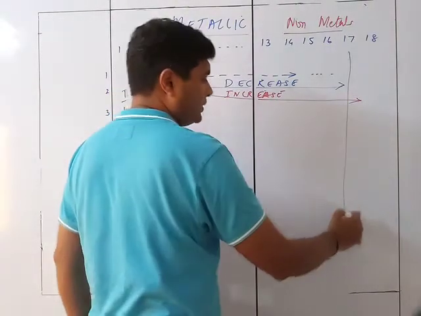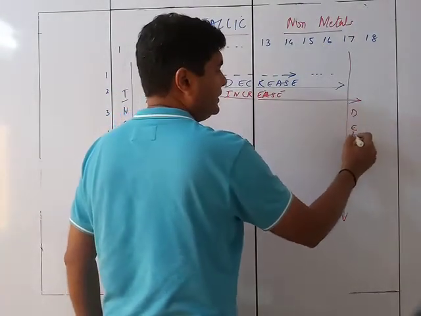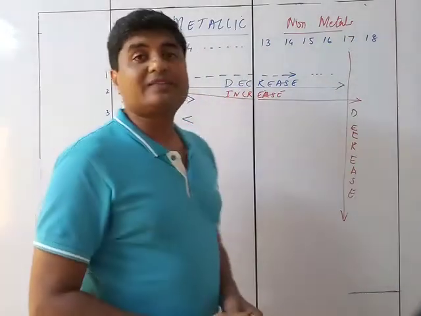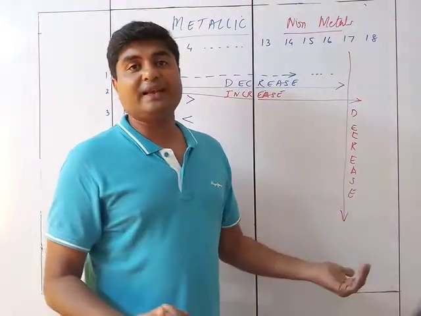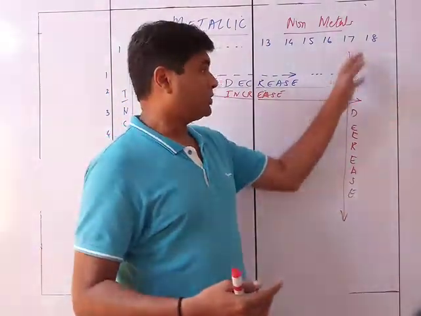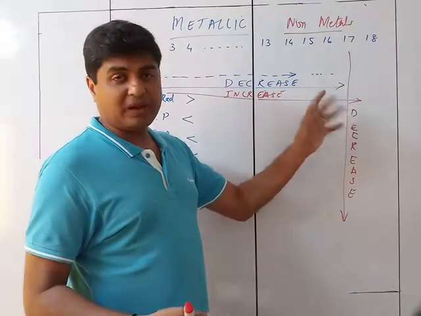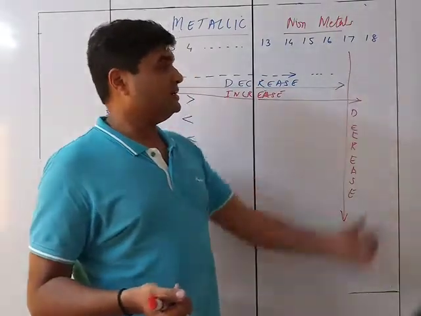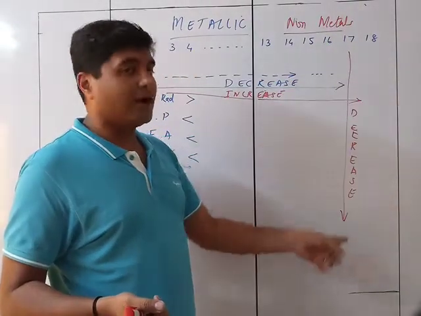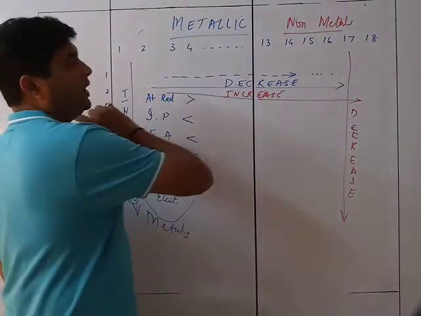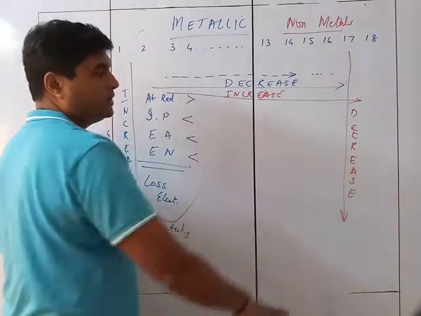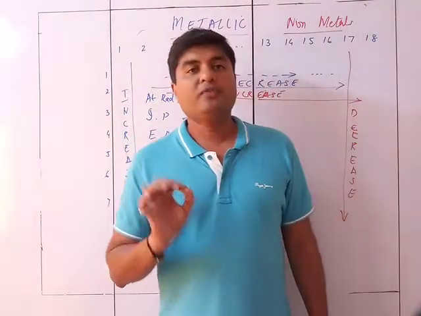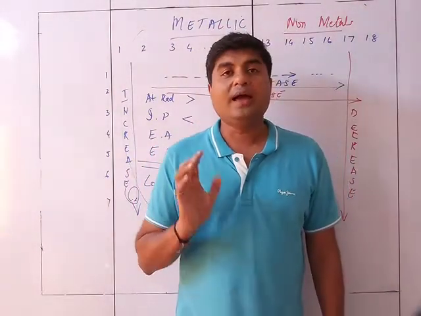Obviously, when I go down the group, it will decrease. Why will it decrease? For the same reason as this one. As I go down, its capacity to accept electrons decreases because the size of the atom increases. Although the nuclear charge increases, because of the increase in size the nuclear charge cannot compensate. Hence non-metallic character keeps on decreasing as I go down. So across the period it increases, down the group it decreases. This was the trends for the 6 different physical and chemical properties of the elements in a periodic table.